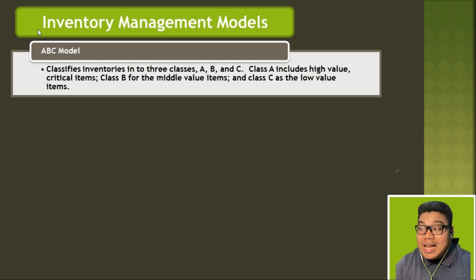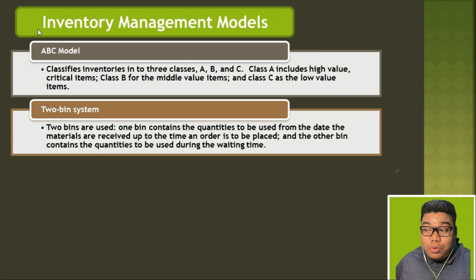Usually, we use the two-bin system for Class C, wherein once bin A has no stocks available, we replace bin A with bin B, and then we replenish bin A by ordering. Then once bin B has no stocks available anymore, we replace it with bin A again, since it is already restocked. And then we will have to order again for bin B. That is the two-bin system.